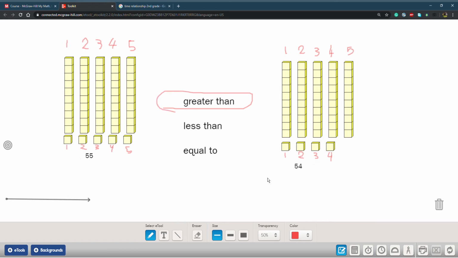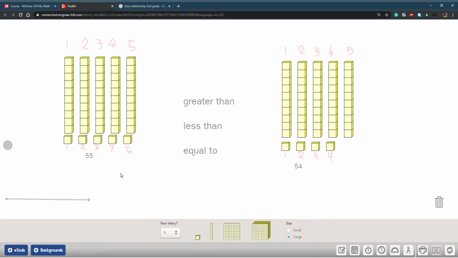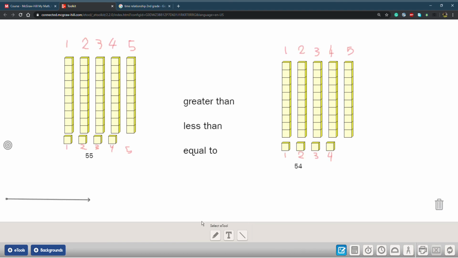Excellent, everyone. When will these numbers be equal? When? Who can tell me when? I will tell you when they can be equal. When the tens and the ones are the same. Like if we remove this one. Now, if I want to do this question, have a look.